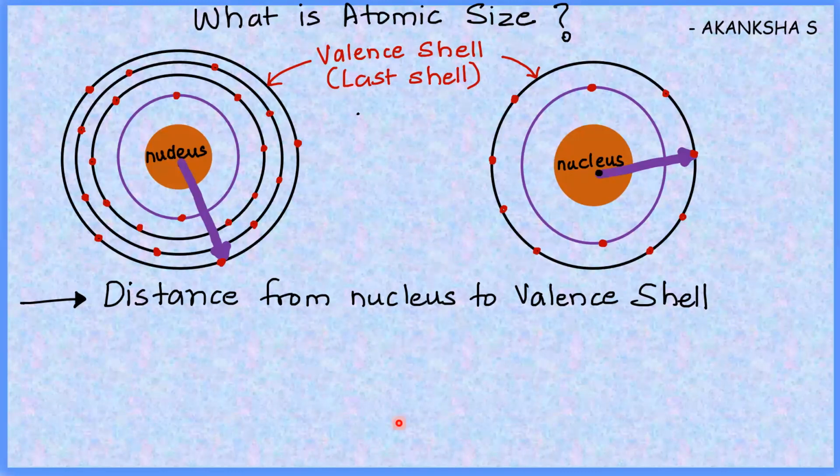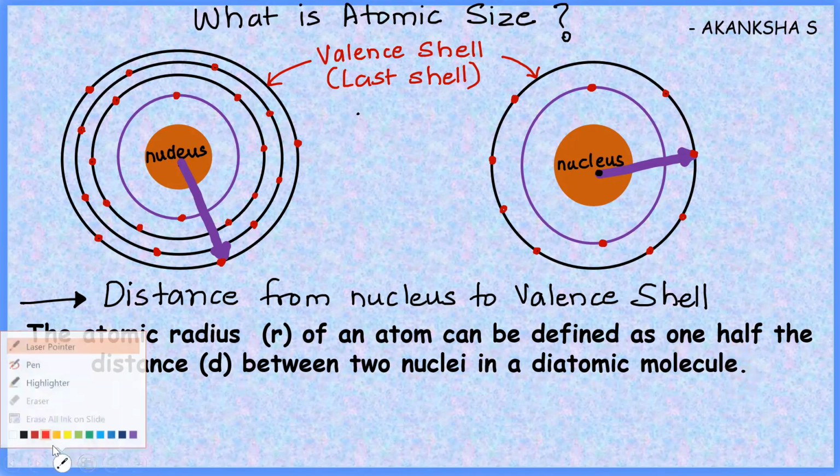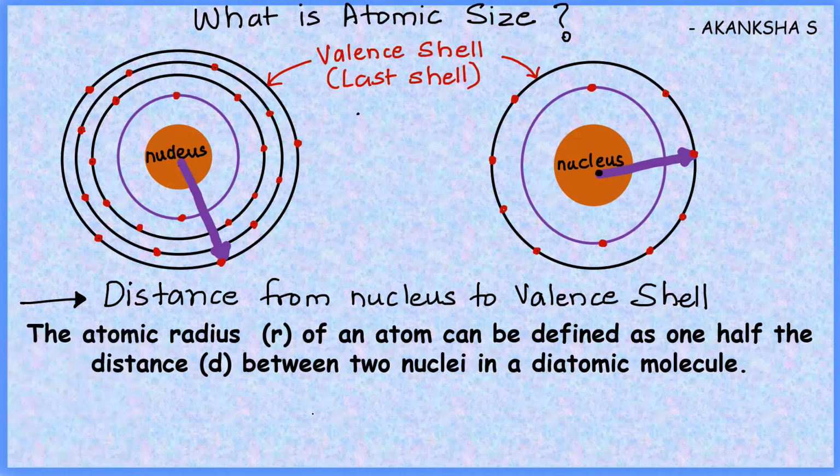Now, the actual definition, according to many textbooks, is this. The atomic radius of an atom can be defined as 1/2 of the distance between the two nuclei in a diatomic molecule. More or less, it's the same concept. Let's say that there is one atom over here and there is another atom over here.